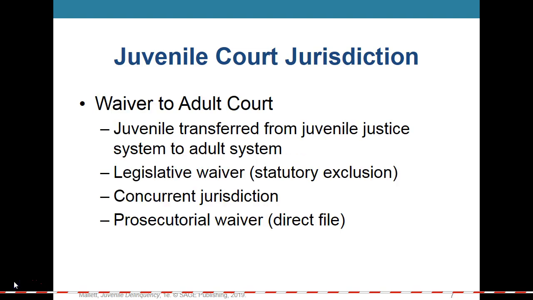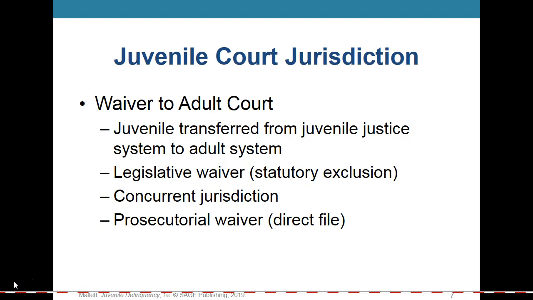As I just mentioned, one of the jurisdictions that falls under juvenile court is the waiver to adult court. We're going to talk about this a lot more in depth later in the class. This occurs when the jurisdiction of a case involving a juvenile offender is transferred from the juvenile justice system to the criminal justice system, or the adult system. There are different types of waivers.